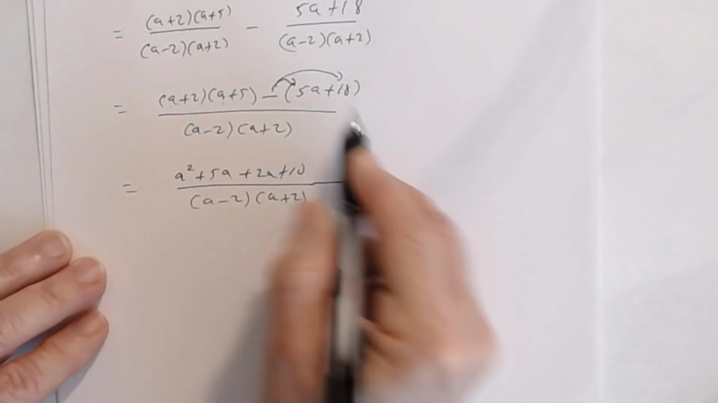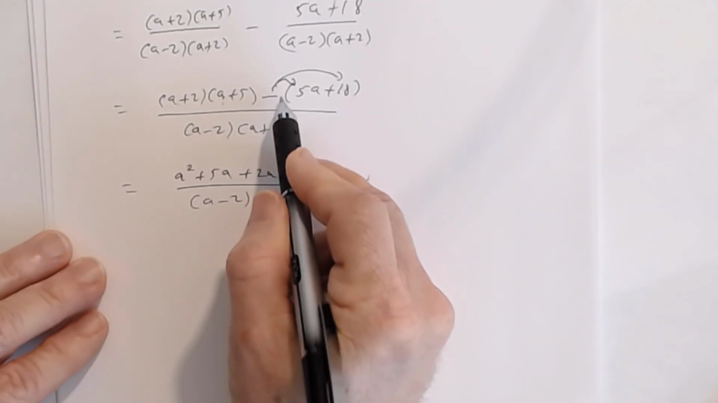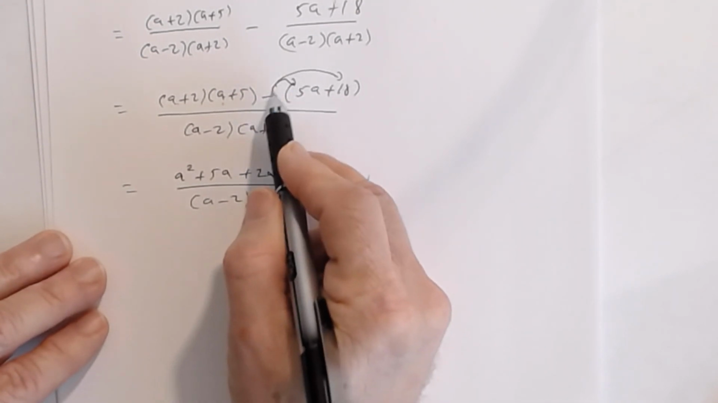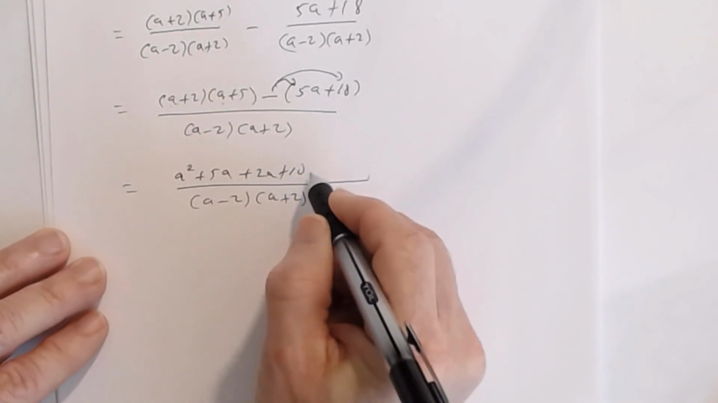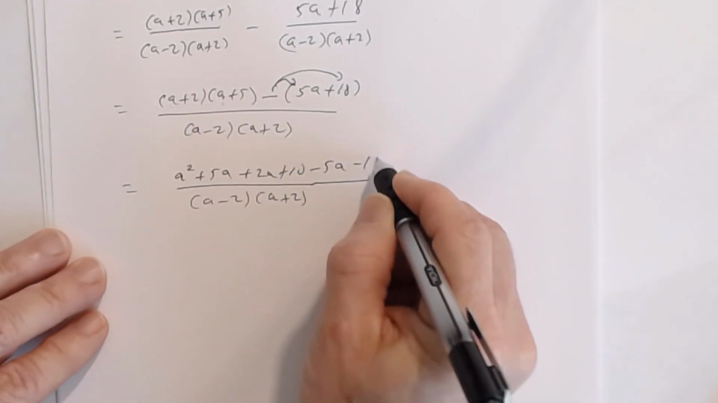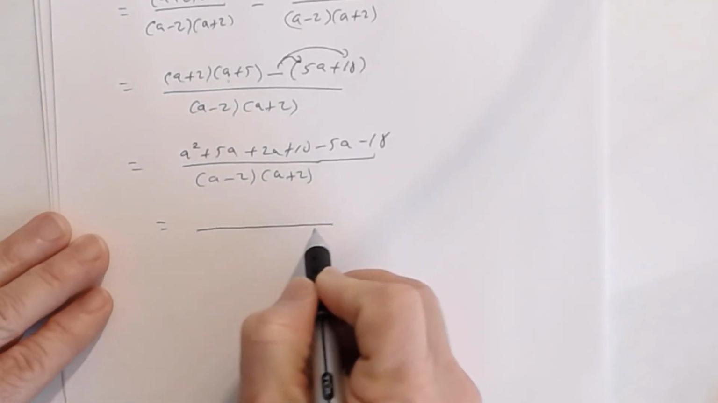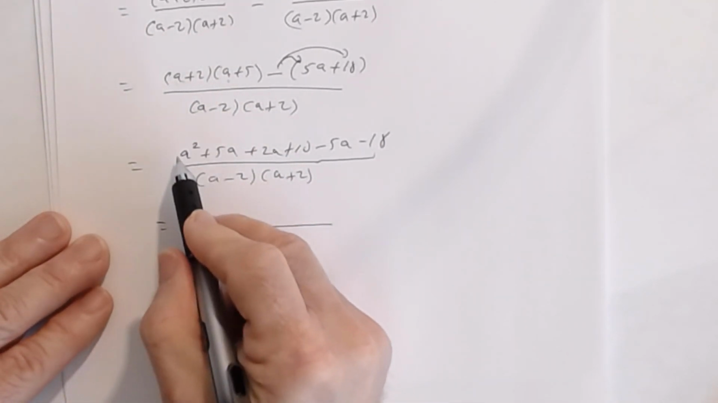Okay, now let's distribute the negative. You can think of this as a negative 1, or you can think of this as taking the opposite of 5a. Distributing a negative 1 or taking the opposite of 5a, that becomes a negative 5a. The opposite of a positive 18 is a negative 18. Now, combining like terms, notice what happens. I have a squared.